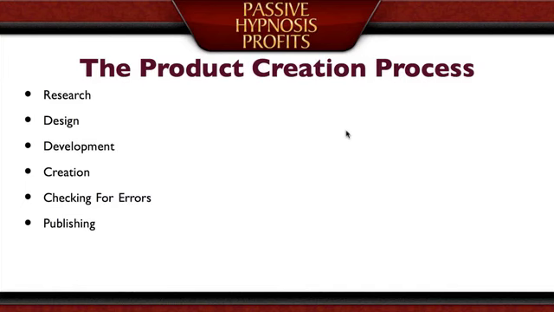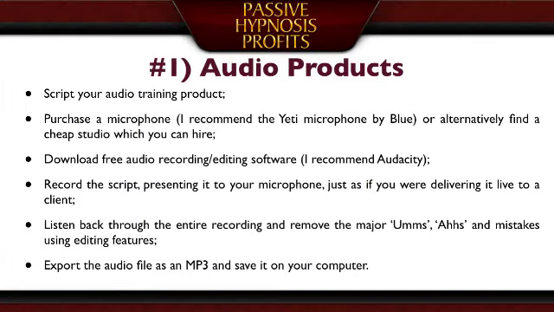So that's the basic 6-step product creation process that I always go through, and I tell my students to go through as well. Now, I want to look at that process from the point of view of each of the main 3 types of products that I would recommend that you work with.